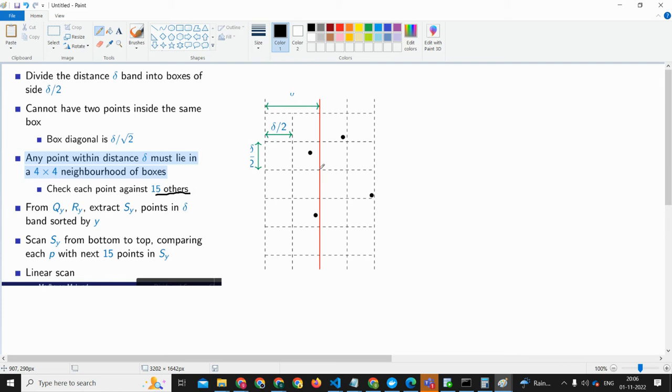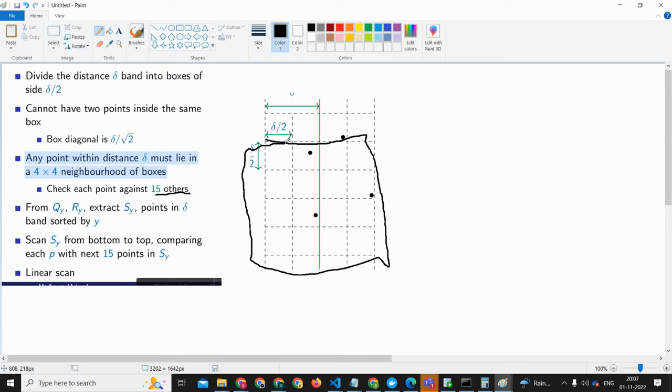What was he saying? Can you help me understand what he is saying? He was asking why 4, because it is delta, right? Maximum delta by 2 plus delta by 2. Each box has length, vertically and horizontally, delta by 2. That is why we are going 4 cross 4, I'm telling. So this 4 cross 4 is delta, something like this. This is what 4 cross 4 is, right? Yes or no, Afnan?